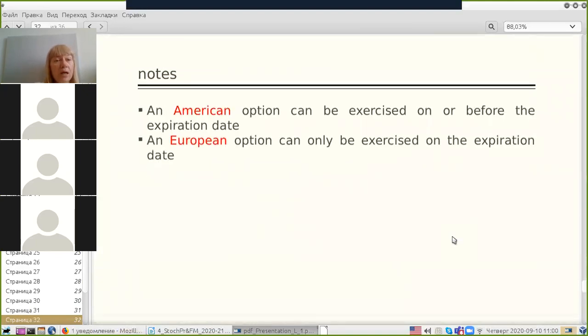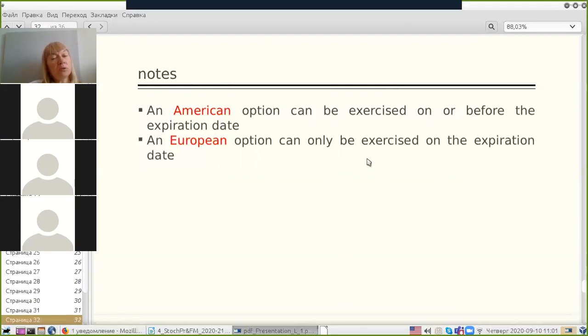And all that I explained to you is about the European option, but there is also the American option, and what is the difference? An American option can be exercised not only on the expiration date but also before it. So if you own an American option, you have a choice, and you should make a decision about the date when you should realize your option. Understand?